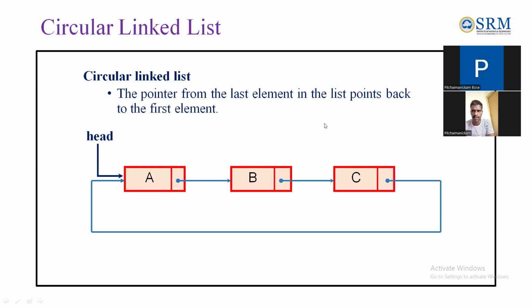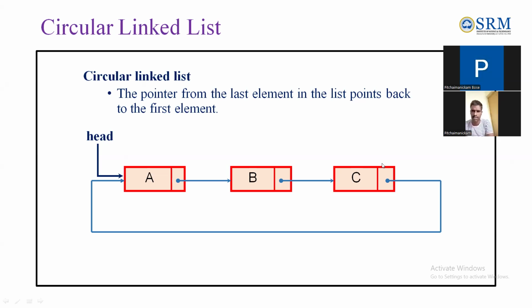Already we have discussed the linked list representation. A linked list is a dynamic memory allocation that can be utilized; the user can add whatever elements they want. But here this is a circular linked list. Circular linked list means the last node points to the first node.